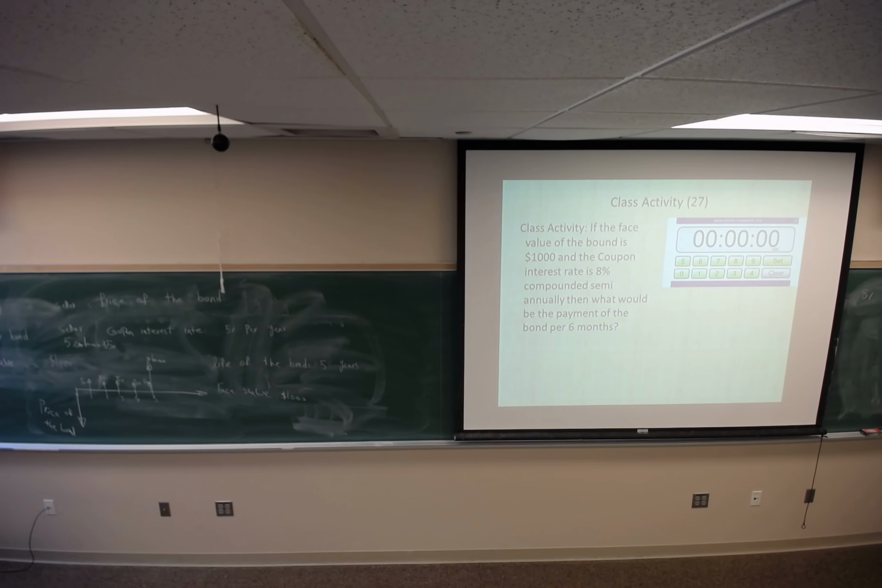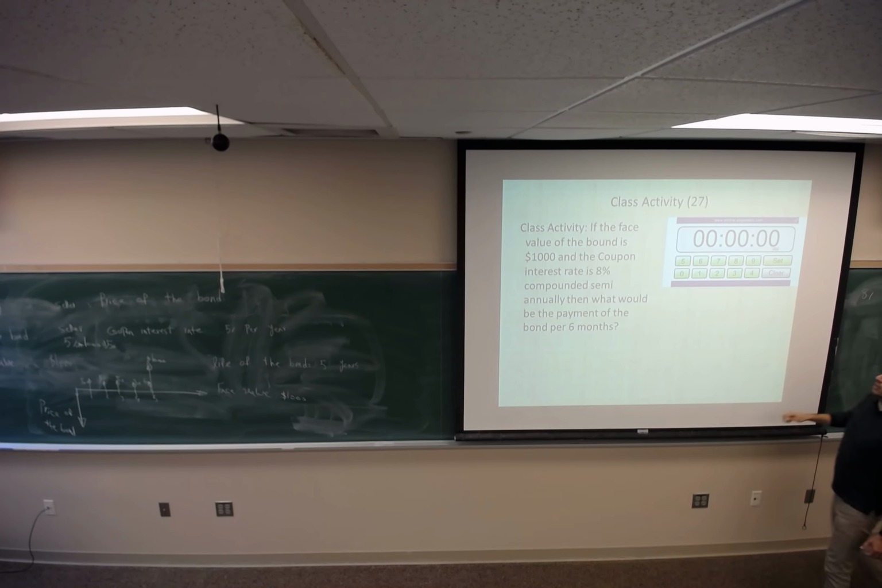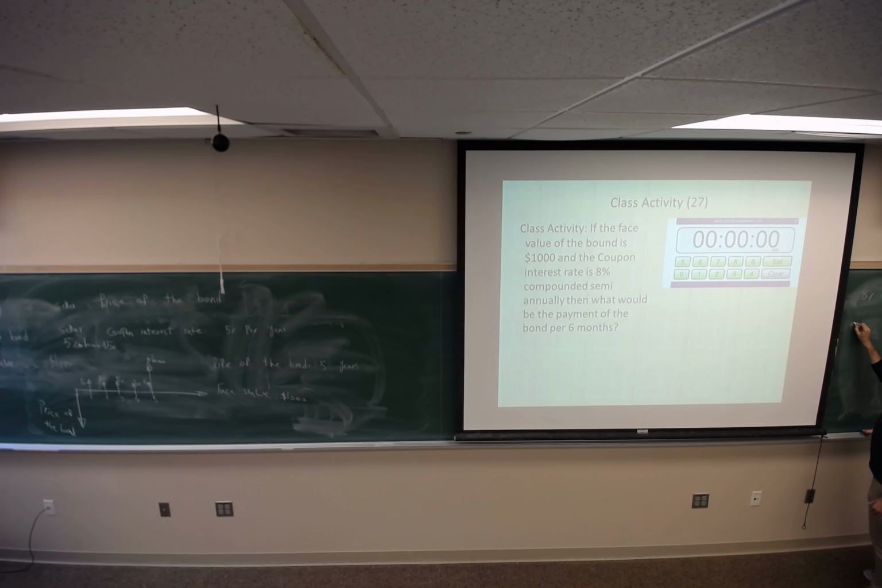The good thing about the bond is it covers many topics that we covered so far. So the interest rate is 8%, which has been set by the seller, but it's compounded semi-annually. So means interest per 6 months is 8% dividing by 2, which is 4%.